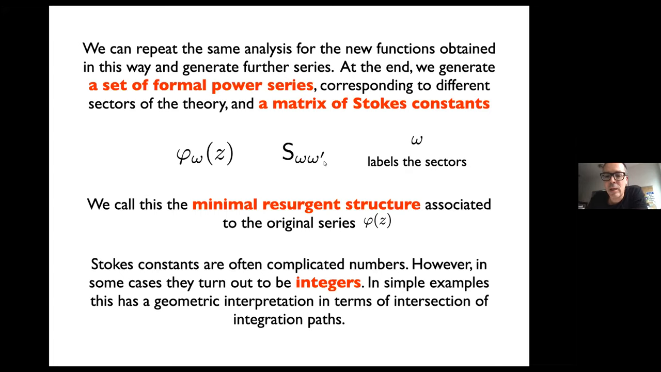Now, let me focus on these Stokes constants, which are often complicated numbers. For example, in the case of Painlevé one that I was mentioning, these are actually rational numbers. Now, there are some examples in which these Stokes constants are actually integers. For example, when you are studying this type of structure in the asymptotic expansion of integrals, it can easily be seen that these numbers are integers because they correspond to intersection numbers of integration paths. And what I'm going to describe later on is a slightly more general example where you can have an infinite number of these Stokes constants, but they are still preserving the integrality structure.